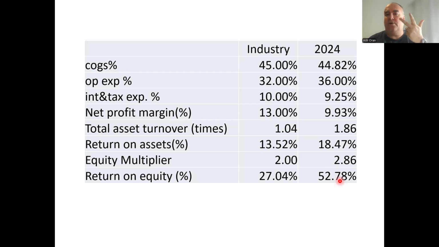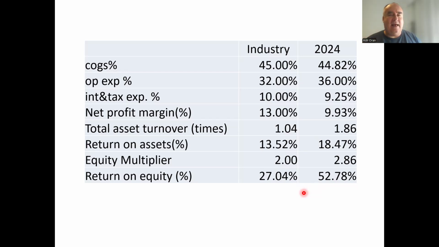And the third factor, the equity multiplier, because we're using significantly more debt in our capital structure, this multiplicative power causes the difference in ROA to increase to almost double the performance in ROE. Again, this comes with higher financial risk, but right now, performance wise, we are much better compared to the industry in our performance.